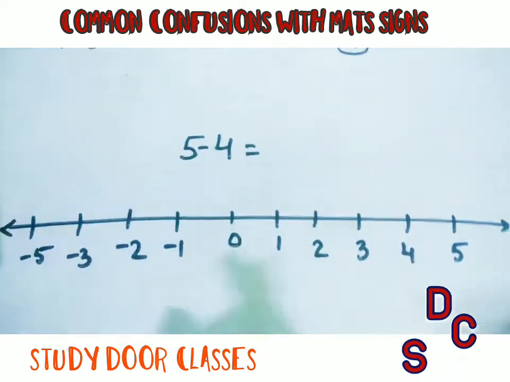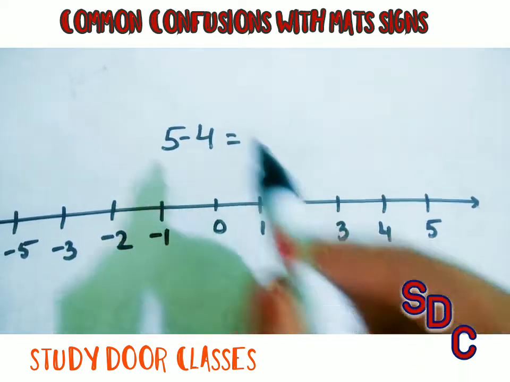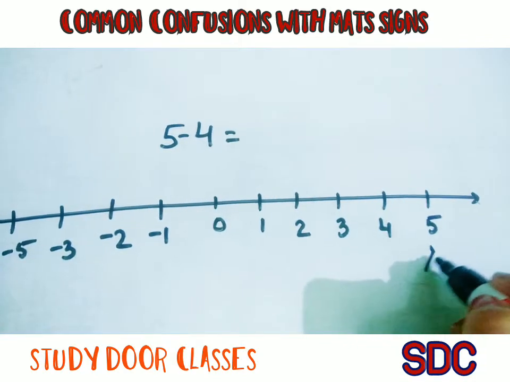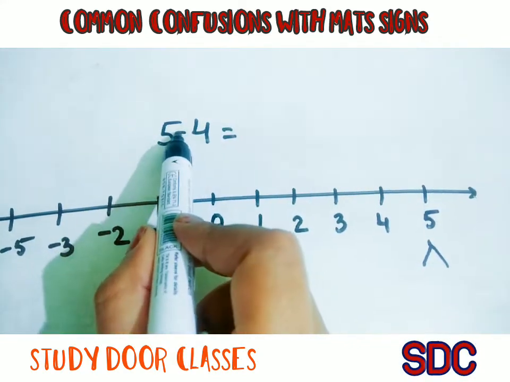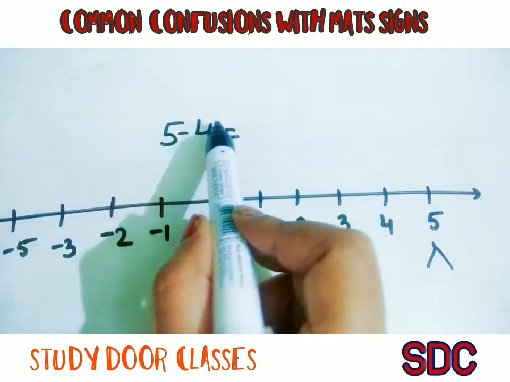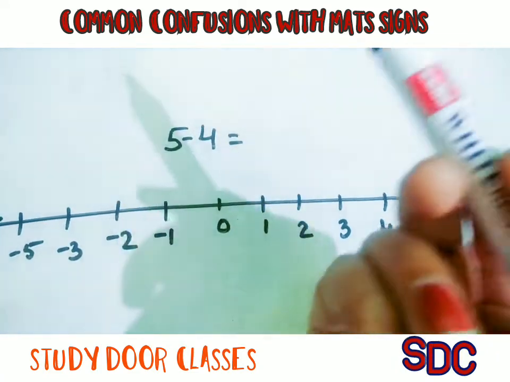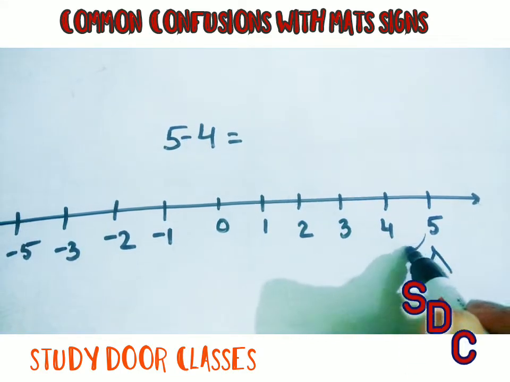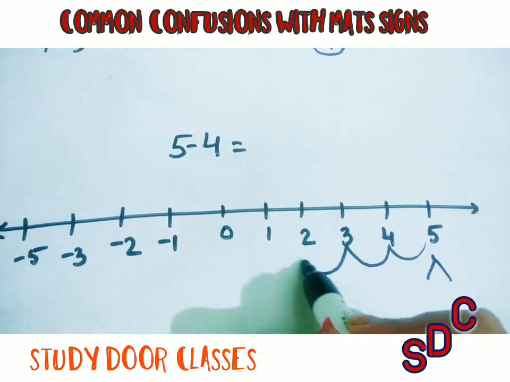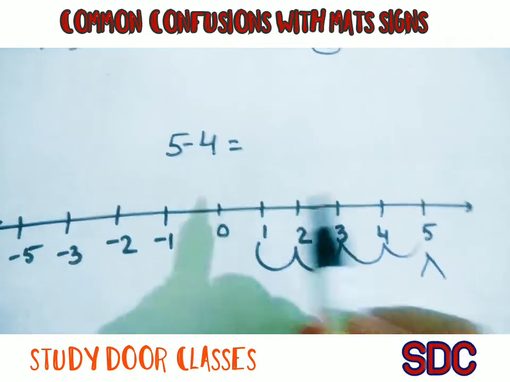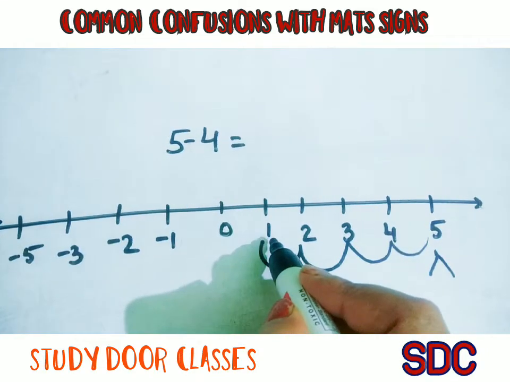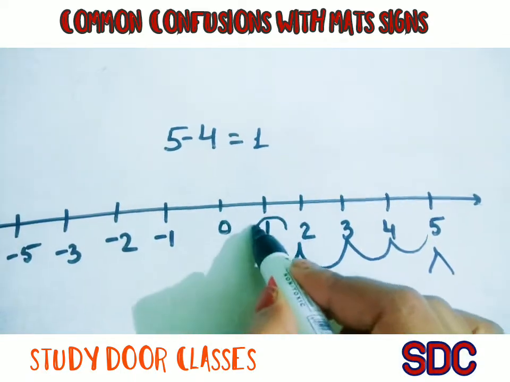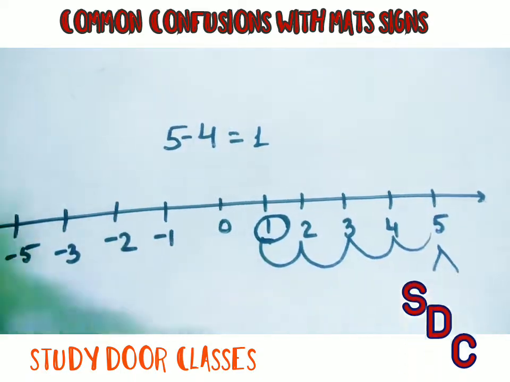Now we will subtract 4 from 5. Now consider that you are at 5. You are at 5 and we have to subtract 4, which means you have to go backward 4 steps from 5. 1 step, 2 step, 3 step, and 4 step. You reach number 1. It means your answer will be 1, and 1 is our destination.